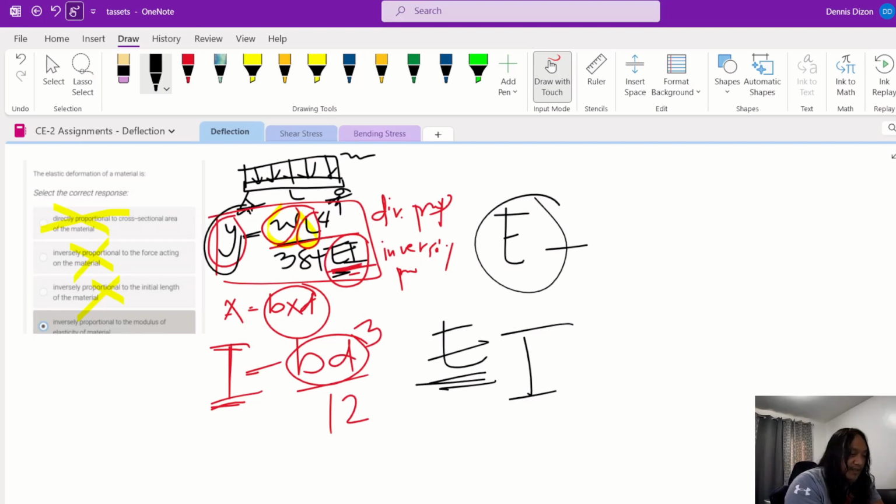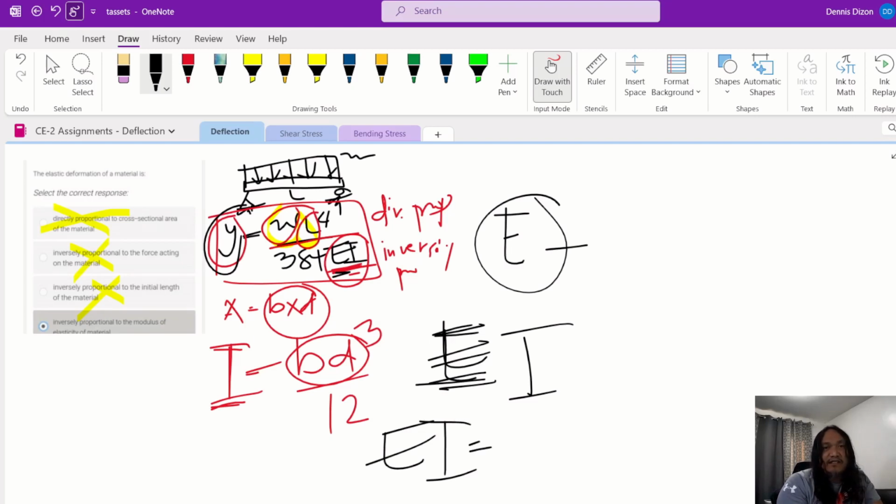Or sometimes, if you combine EI, this is called the flexural stiffness. So sometimes maybe the question would be inversely proportional to the stiffness or flexural stiffness of your section. Then again, that is also the correct answer.